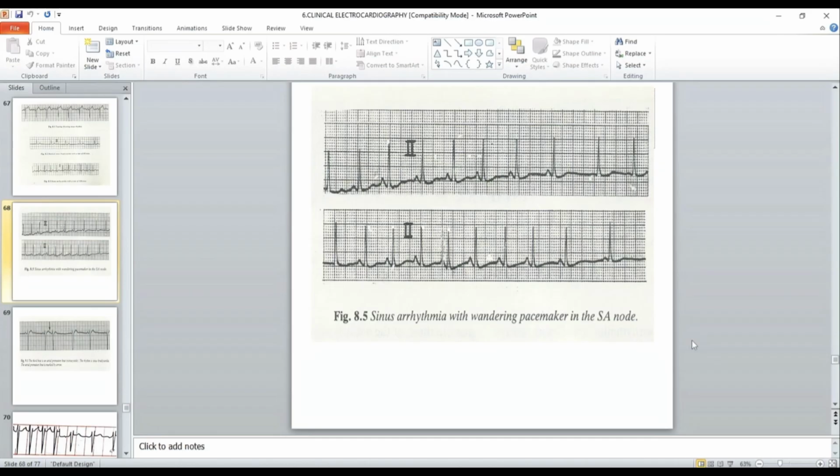The P wave configuration is variable because of the accompanying wandering pacemaker. This is sinus arrhythmia with wandering pacemaker.